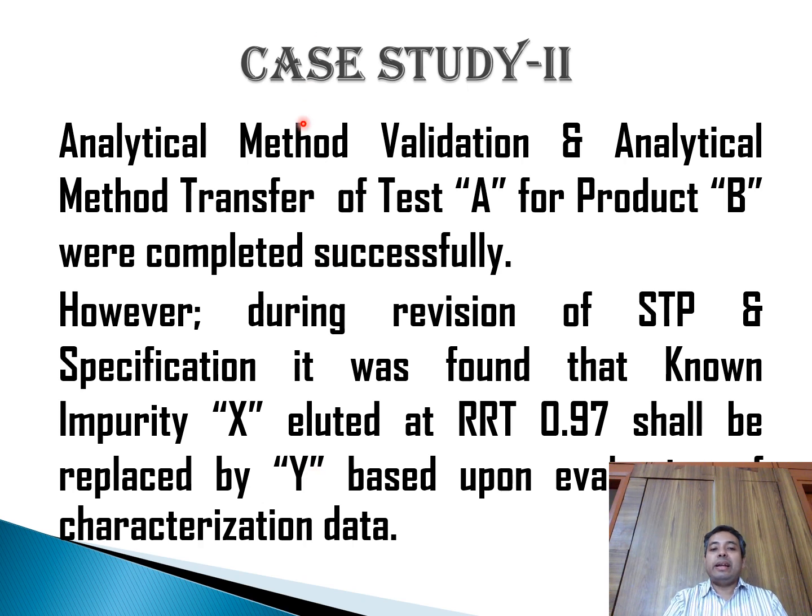The second example described here is that suppose analytical method validation and analytical method transfer of test A for product B was completed successfully. However, during revision of STP and specification, it was found that known impurity X eluted at relative retention time of about 0.97 shall be replaced by impurity Y based upon evaluation of available characterization data. For such type of situation, a retrospective approach shall be taken into consideration so as to evaluate the risk.